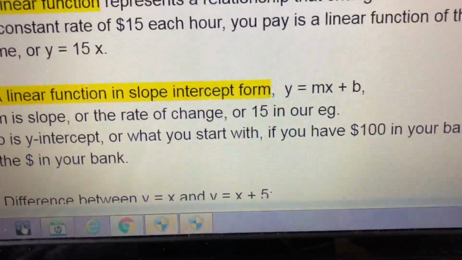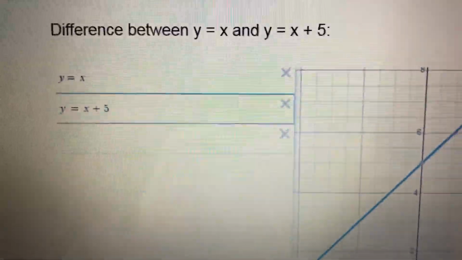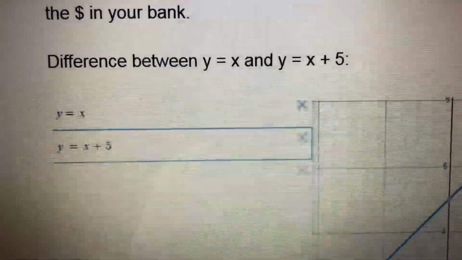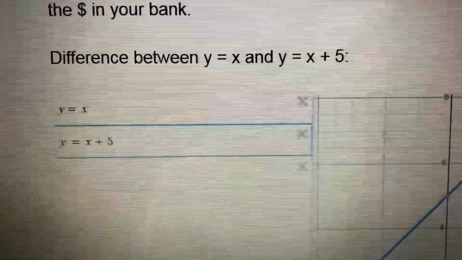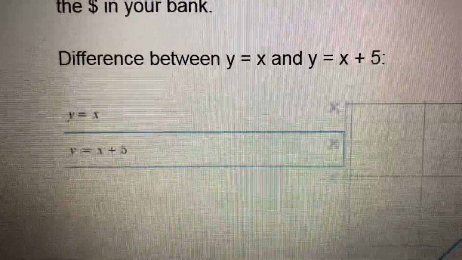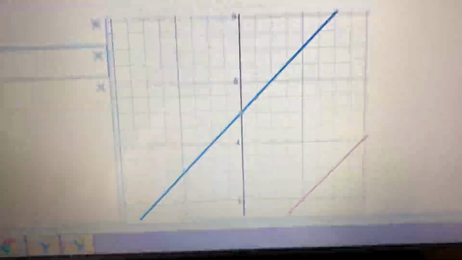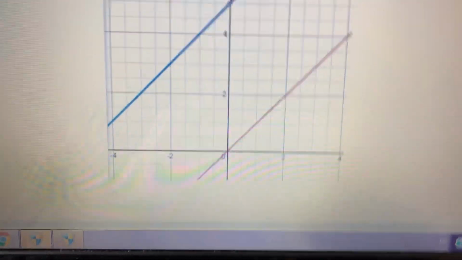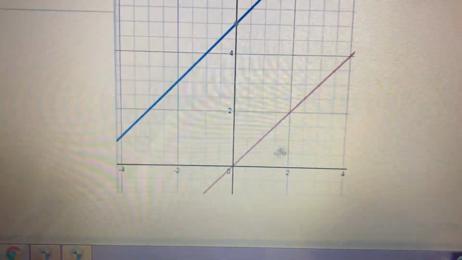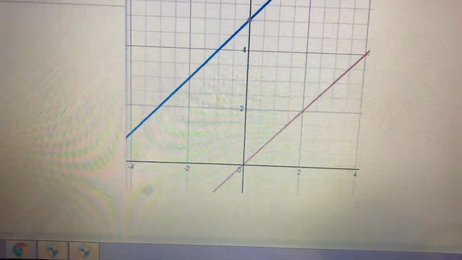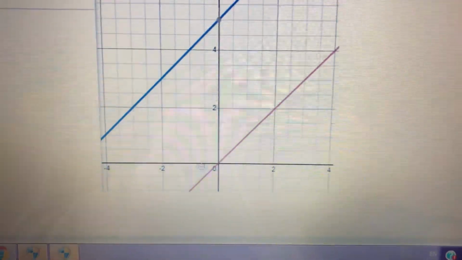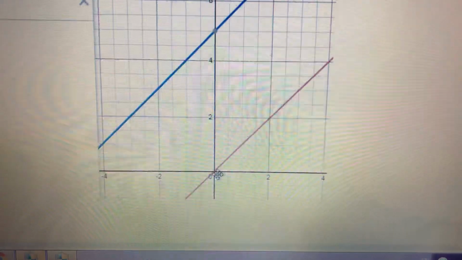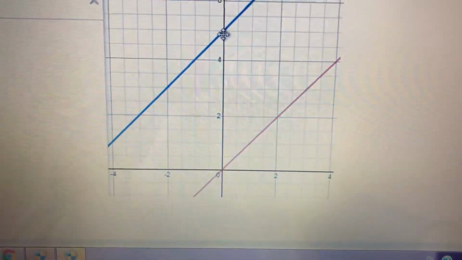Graphically, I want to illustrate a little bit the difference between y equal to x and y equal to x plus 5. It's the same slope, right? The only difference is that the line is shifted up. So for y equal to x, the y-intercept is at 0, and when you add 5 to it, it's just basically shifted up.